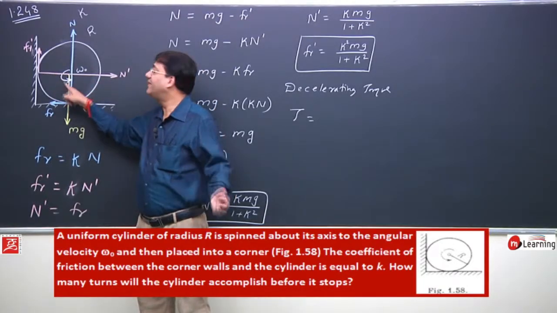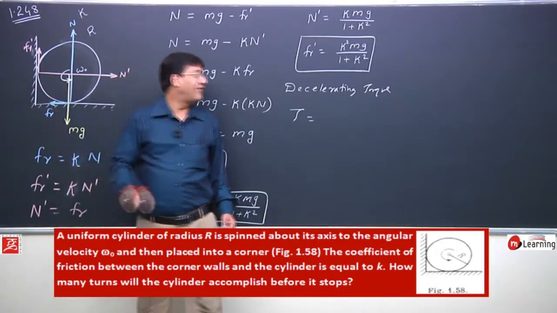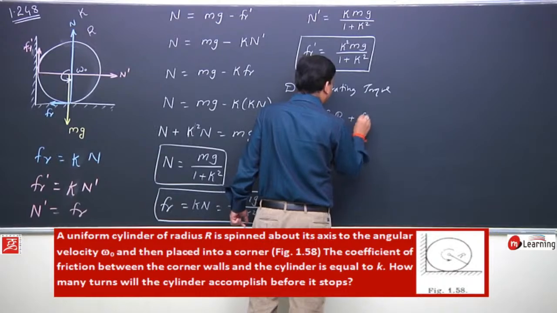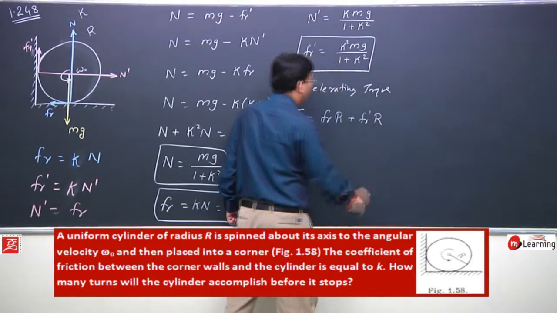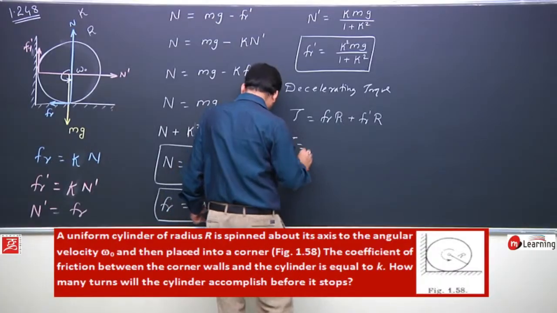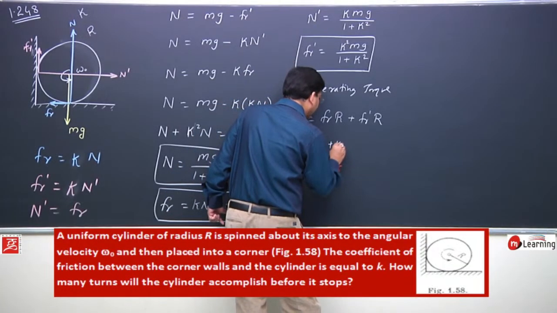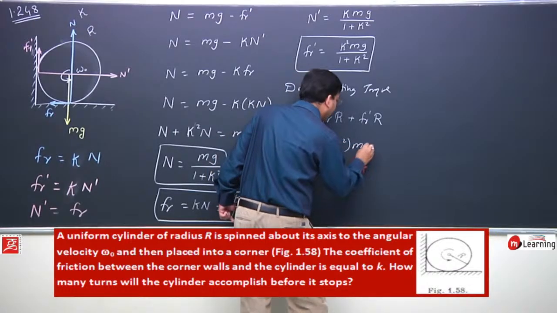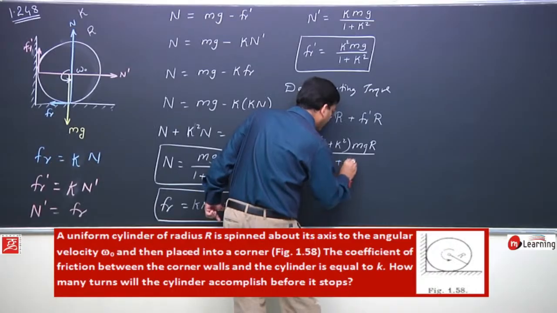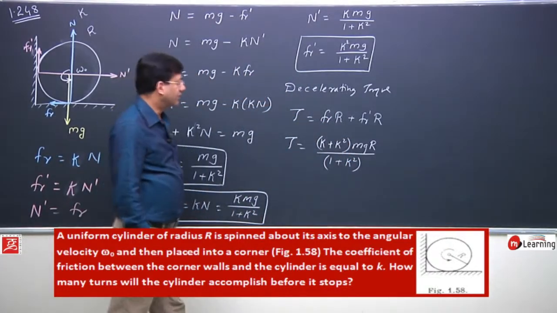That decelerating torque would be: mg would not provide any torque, N or N dash would not provide any torque. The torque would be due to Fr and Fr dash. Fr into r plus Fr dash into r. This is the decelerating torque. Or this decelerating torque would be k plus k square into mgr upon 1 plus k square.